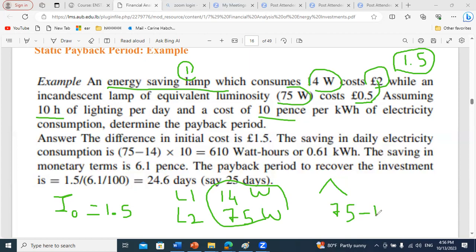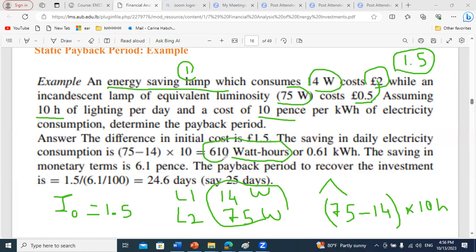And since I know the number of hours of operation per day, I can compare what is the amount of watt hour I can save. So if I multiply by the number of hours, which is 10 hours, I can find the amount of watt hour saved. Of course, this calculation is per day. So I can save per day 610 watt hour.